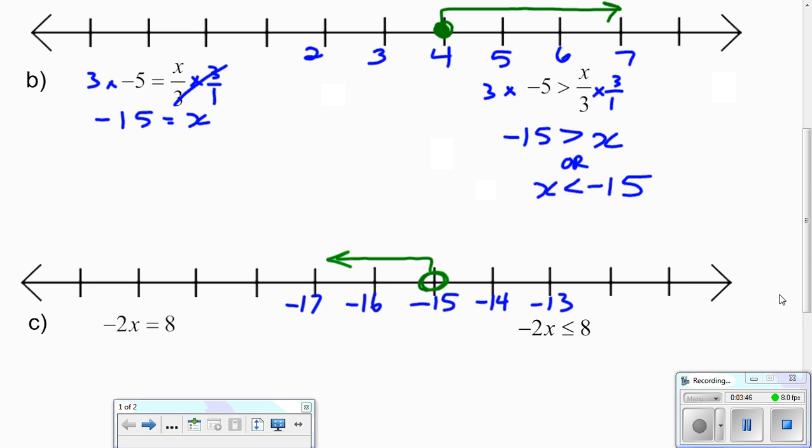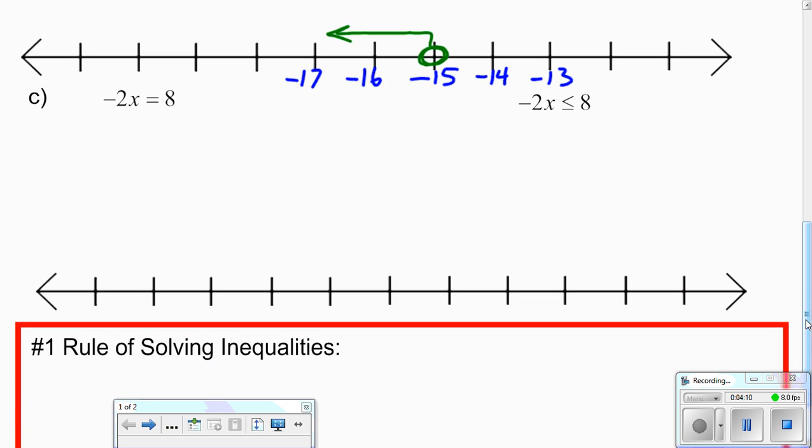So if I picked, let's say, something else that divides by 3, let's say negative 21. So negative 5 must be greater than negative 21 divided by 3. Negative 21 divided by 3 is negative 7. And this is true. Negative 5 is greater than negative 7. Okay?